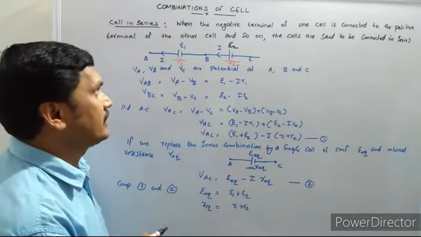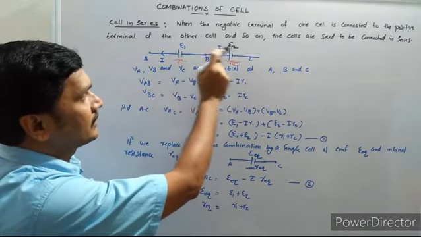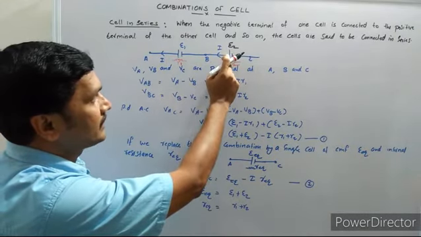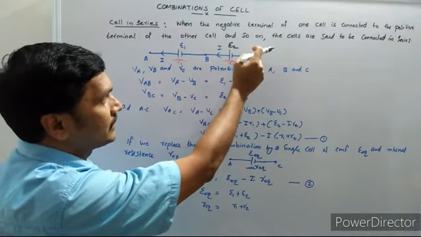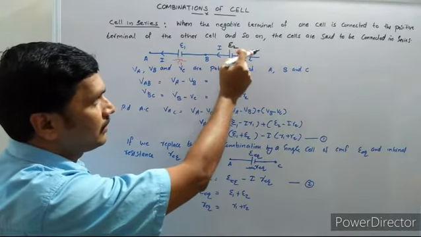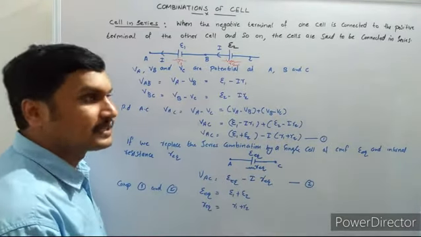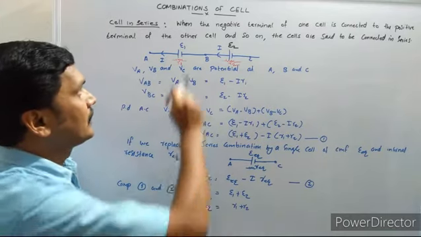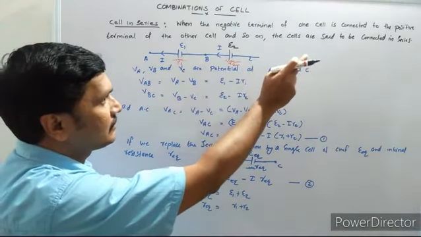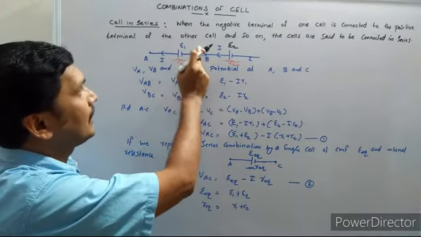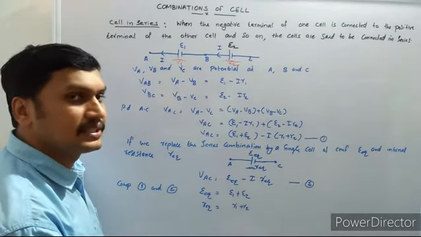When you are connecting in series, the negative terminal of the first cell is connected to the positive terminal of the second cell. If there is a third cell, the positive terminal of the third cell will connect to the negative terminal of the second cell, and so on. We can connect any number of cells in series combination. That is, when the negative terminal of one cell is connected to the positive terminal of the other cell and so on, the cells are said to be connected in series.